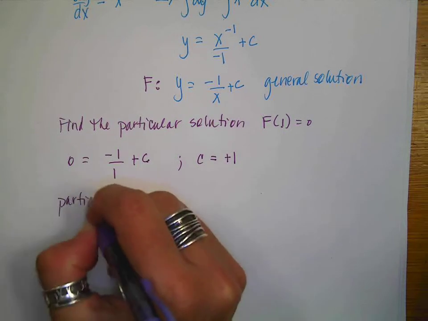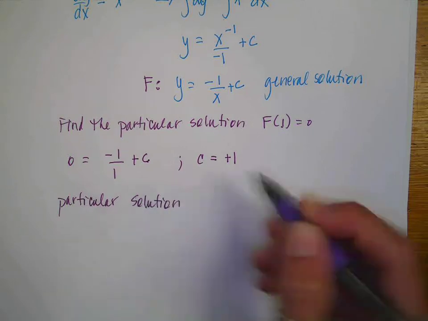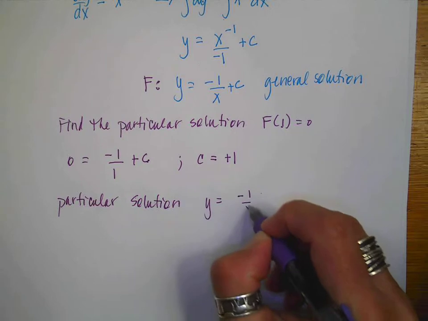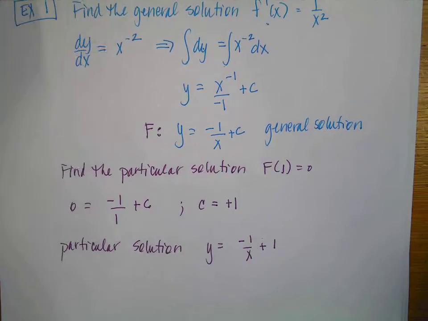So now for the particular solution, that would be y is equal to negative 1 over x plus 1. Alrighty, that was pretty easy. So now let's do something that's a little bit more physics-based, just because that will be fun.